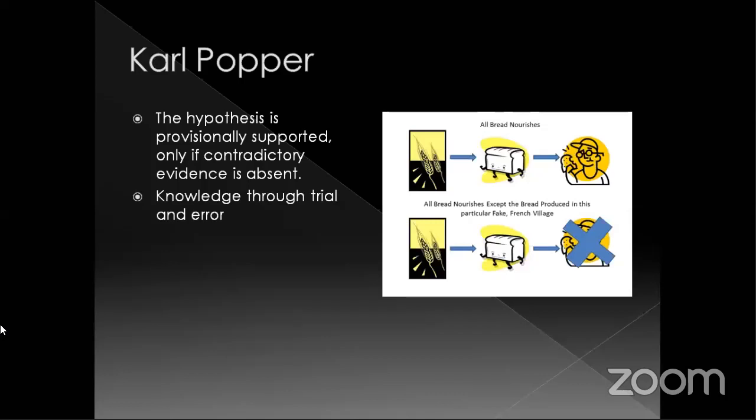Here you are: all bread nourishes. That's a hypothesis. But what about a particular fake French village? All bread nourishes except the bread produced in this particular fake French village. So that's falsification. We came up with contradictory evidence: not all bread nourishes. There is a substantial number of breads which don't nourish, particularly from this fake French village. So we need to go through this trial and error process continuously.